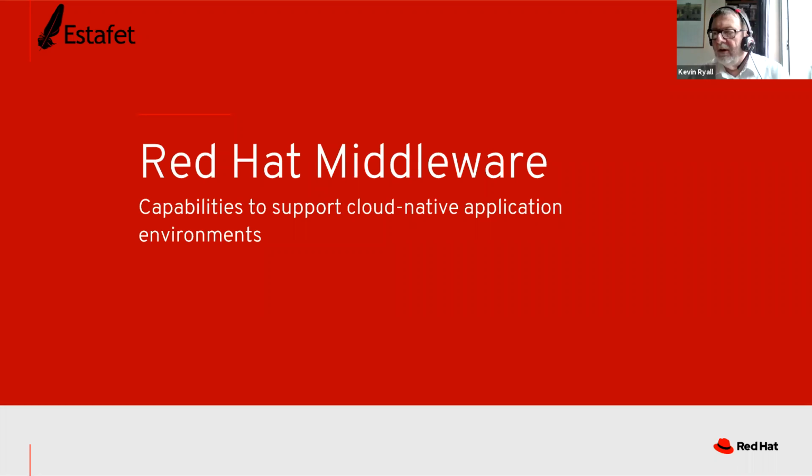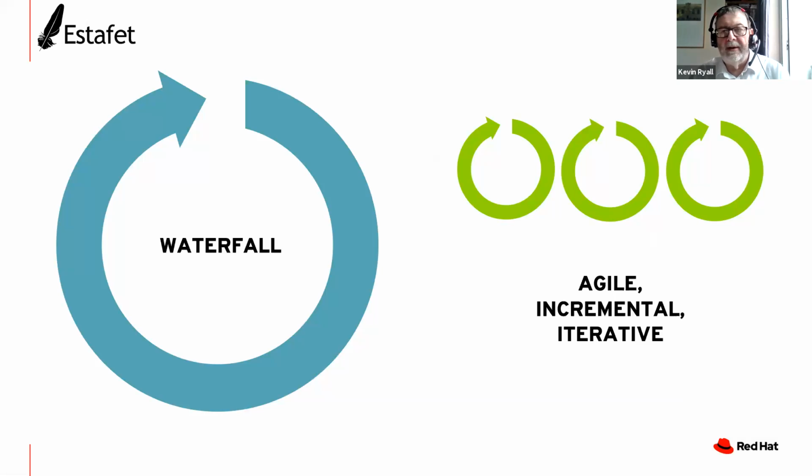So Red Hat middleware then. This is the second of those three keystones we talked about way back. So Red Hat middleware, things that Red Hat provide to make faster development using OpenShift possible.